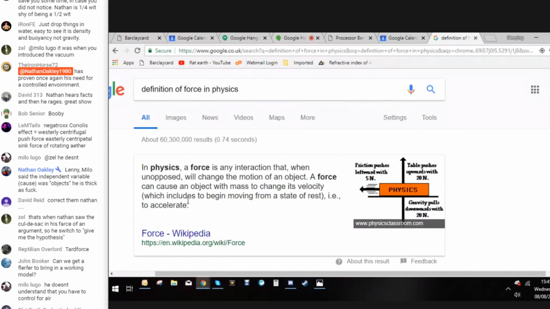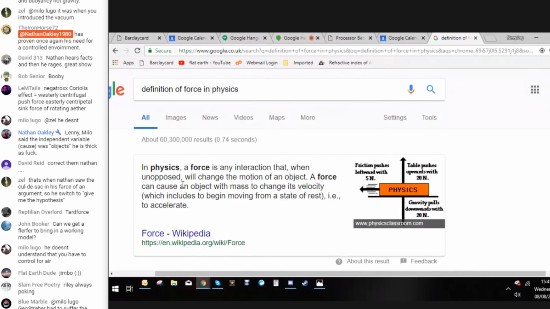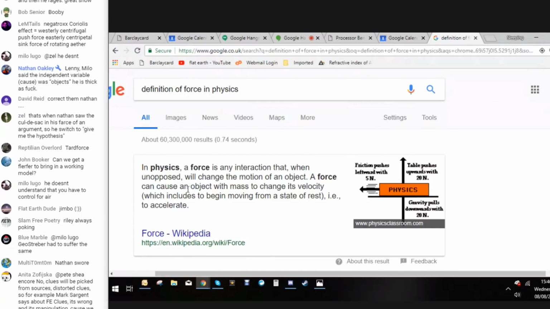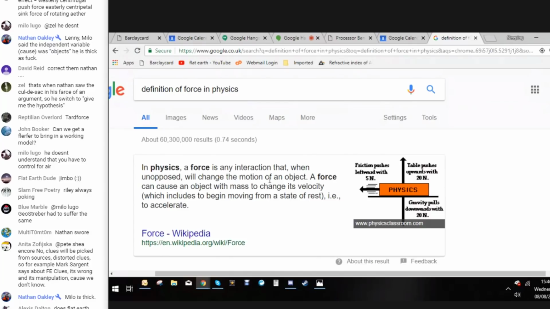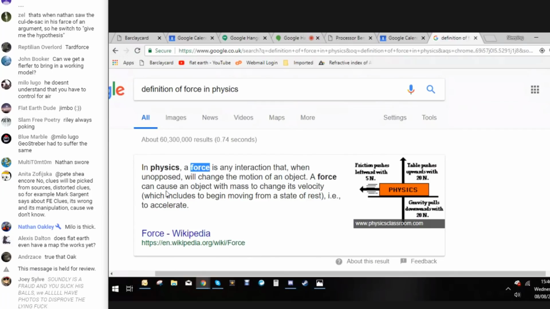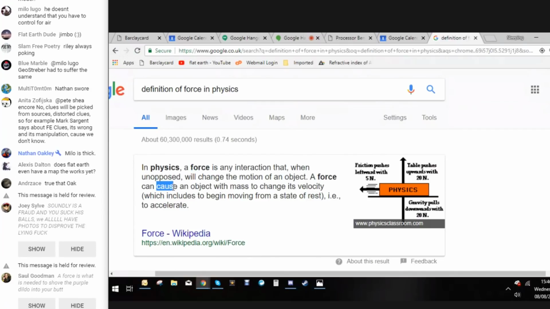Don't go Socratic with me. You just tell me your conclusions. Well, my point is that I think you're misapplying the definition, and I'm going to show you where, and you can correct me where I'm going wrong. A force is any interaction that, when unopposed, will change the motion of an object. Well, it hasn't defined it yet. A force can cause, that's the bit that's important, an object with mass to change its velocity.